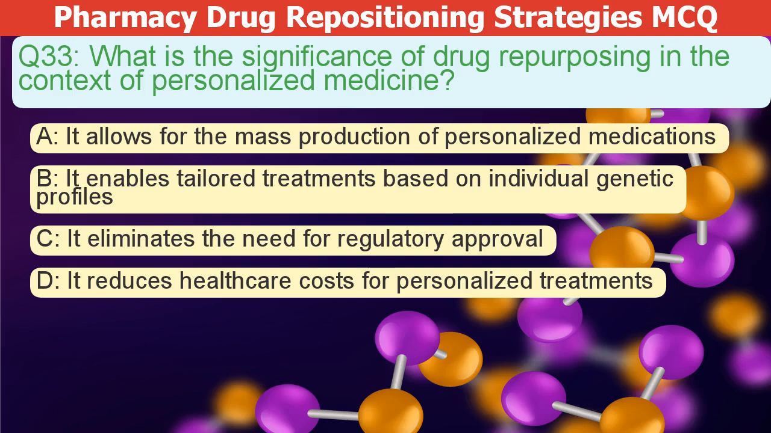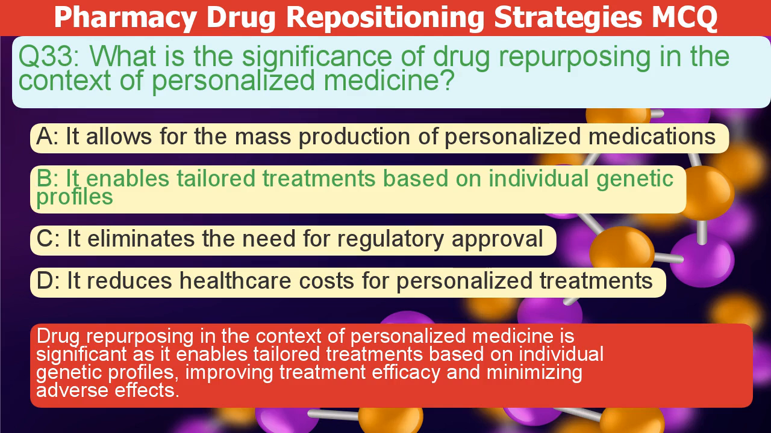What is the significance of drug repurposing in personalized medicine? A. It allows for the mass production of personalized medications. B. It enables tailored treatments based on individual genetic profiles. C. It eliminates the need for regulatory approval. D. It reduces healthcare costs for personalized treatments. The correct answer is B.